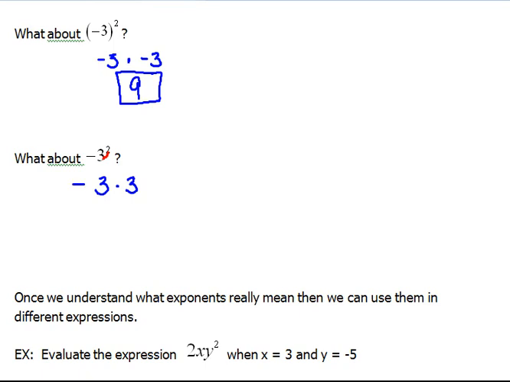This is absolutely an order of operations type problem. So we would need to square our 3 first. 3 squared would be 9. And then we have to take the negative of that, or the opposite of it. Another way you could read this would be to say the opposite of 3 squared, which would be negative 9.